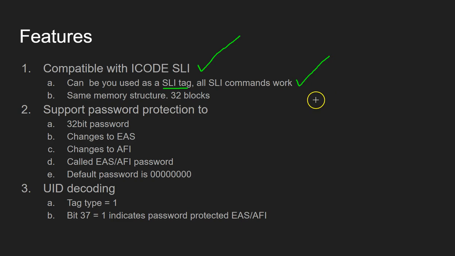And if you have been following my series of videos, I mentioned that the SLI tag is the very first generation of the ICODE series from NXP. Looks like this is the next generation of the ICODE tag. So this tag has exactly the same memory structure as SLI tag. It has 32 blocks, and we know each block has 4 bytes.